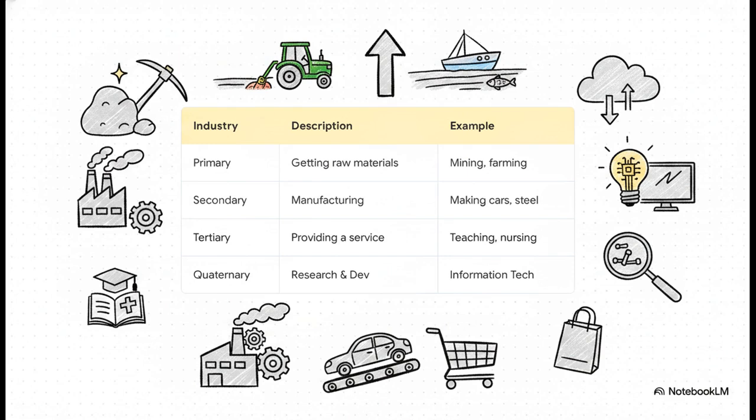And finally, at the very peak, we have the quaternary industry. This involves intensive research and development. Information technology, or IT, lives right here at the top. Over the course of the industrial revolutions we're about to explore, you'll see a massive societal shift as the focus moves from primary, farming, all the way to quaternary IT.